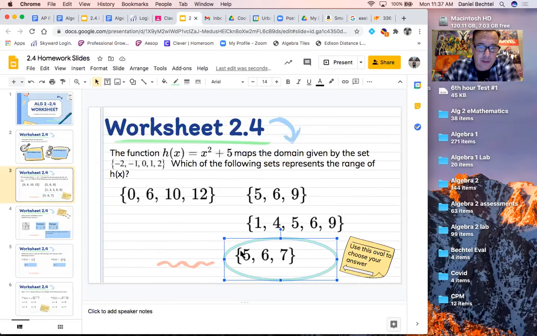Y'all, don't look at what I just did. This is wrong because I put this in the wrong place. But anyways, you get the general idea. This is what you're going to be doing.